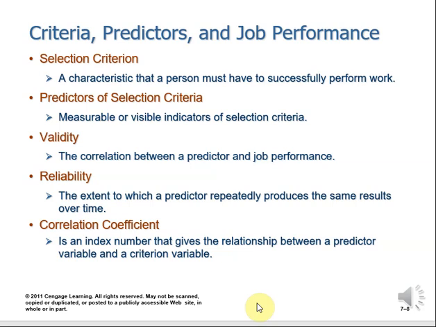So whether it's a positive correlation or a negative correlation, the closer it is to 1, positive or negative, think of it as the absolute value of 1 if you want to, the better the predictor. The closer it is to 0, the worse the predictor.